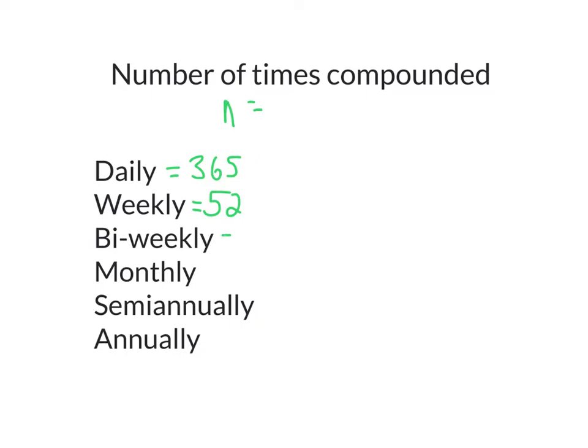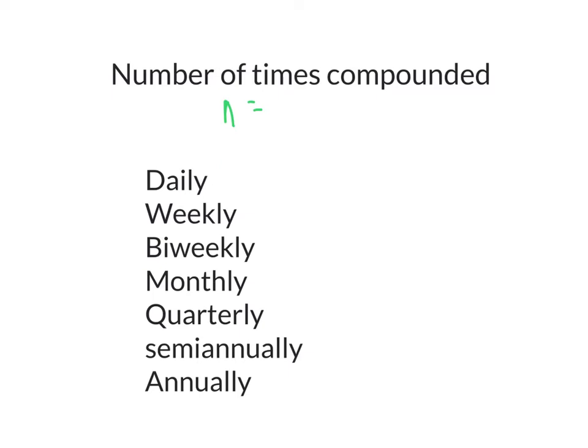Bi-weekly would be 26. So if your interest amount is applied every other week, it would be 26. Monthly would be 12. Semi-annually, meaning you'll get interest twice a year, and then annually would be once a year. So depending on what is told to you in the problem, these are most likely going to be the numbers you're going to put in for n.